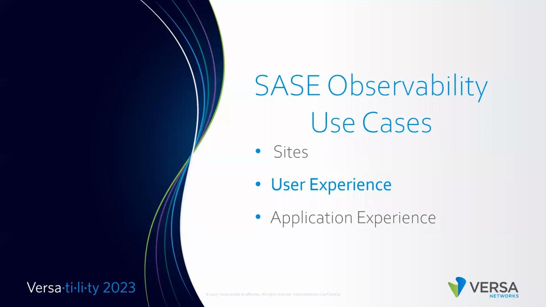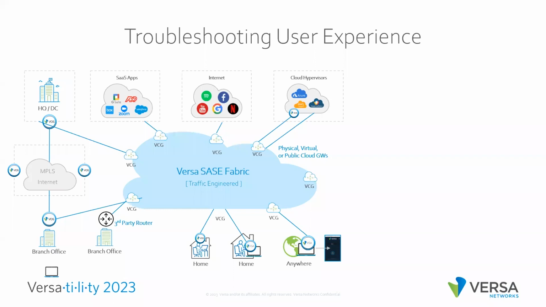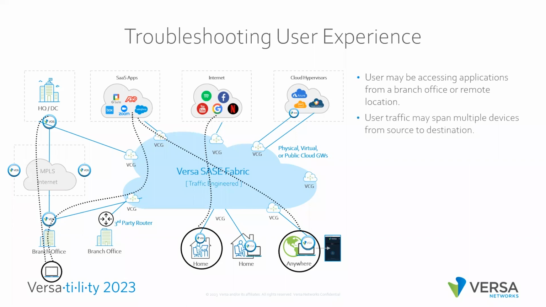Now let's take the next use case of user experience. In a typical SASE environment, the users may be connecting from behind a branch, from his home, or from anywhere. He might be accessing his applications, which might be behind the DC or on the public or the private cloud. So the user's traffic may span multiple devices as it goes from the source to the destination.